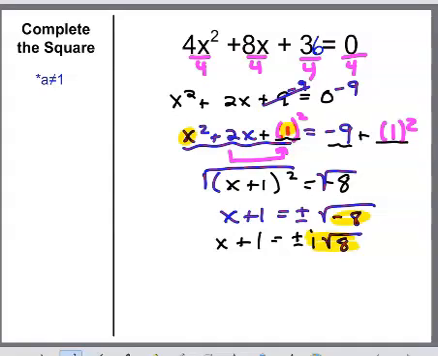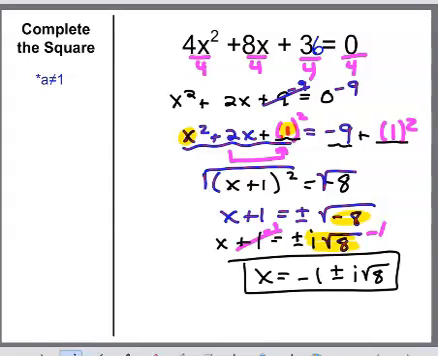All right, but then I'm going to do the same thing. I'm going to minus 1 from both sides. This is x equals, and again, I want that negative 1. I don't have to have it first. I could do plus minus i square root of 8 minus 1, but usually we put the integer first. So negative 1 plus minus i square root of 8. All right, that's it for completing the square.